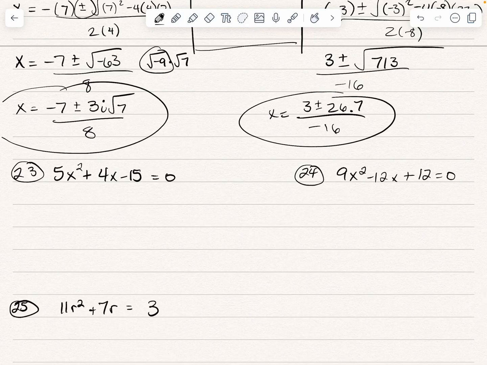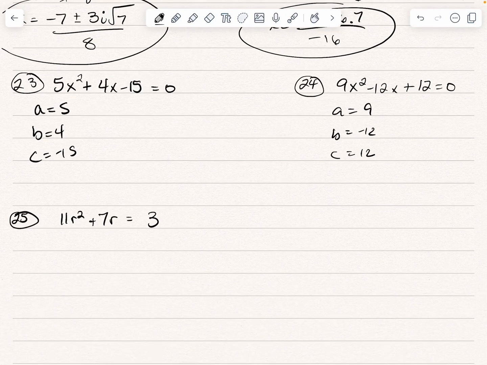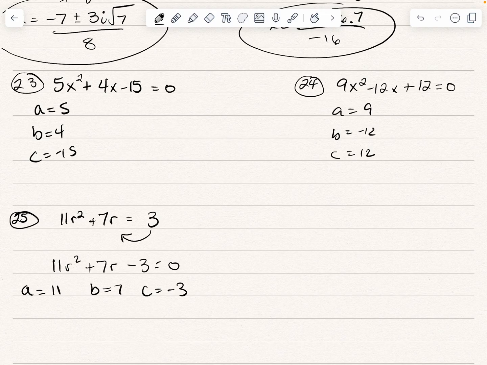Okay, same thing for these. Okay, a is 5, b is 4, c is negative 15. a is 9, b is negative 12, c is positive 12. For 25, the only change is we have to move this 3 over: 11r squared plus 7r minus 3 equals 0. So a is 11, b is 7, and c is negative 3.